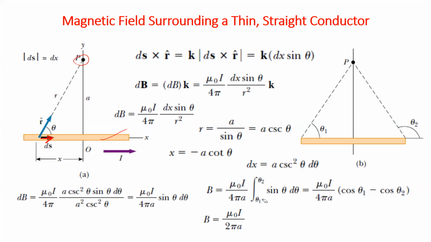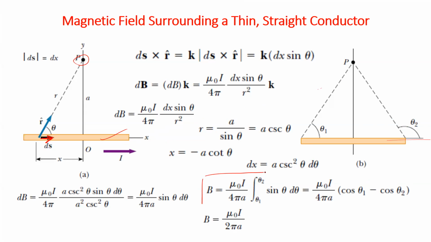So finally we got this equation, that is mu 0 I by 4 pi a, cos theta 1 minus cos theta 2. So whenever we consider an infinitely long straight conductor, let us consider it is very long. In that case, theta 1 at this point P can be considered very negligible, that means 0, and theta 2 can be considered 180 degrees. So in that case, we find out this equation.